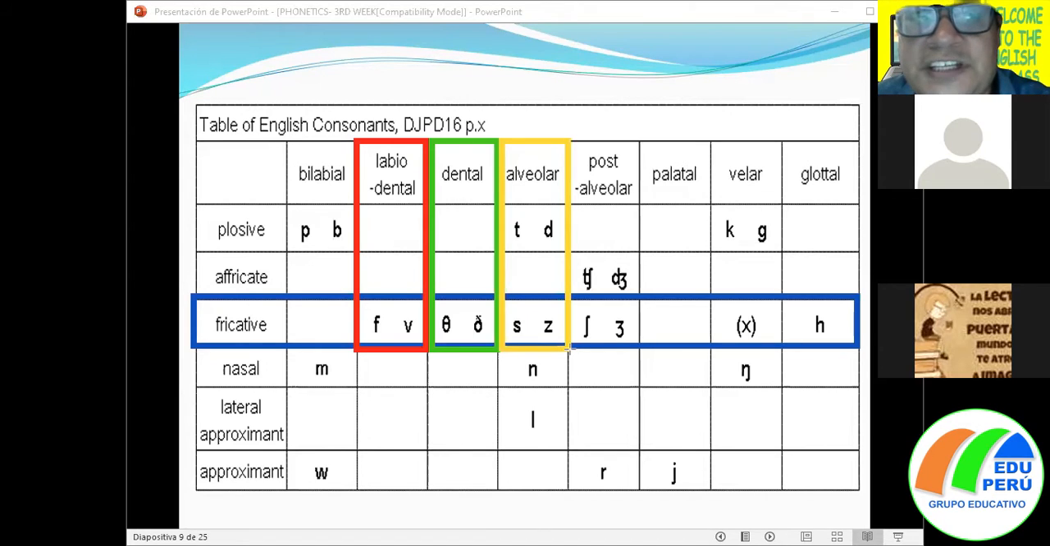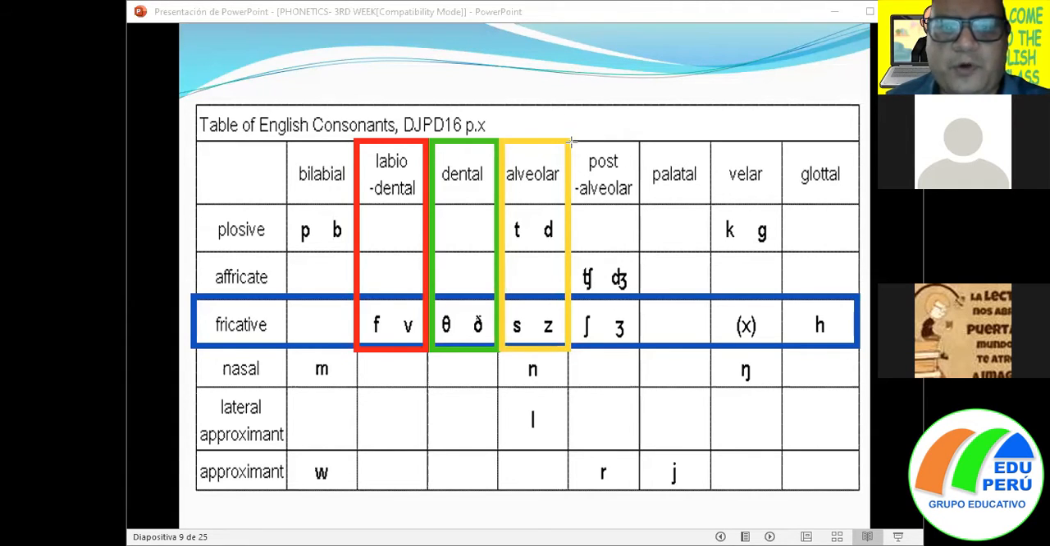Now let's produce the second sound. The same. The difference is in the vibration. Z, z, z, s, z, s, z. Notice here. All right. Now, so we have these alveolar fricative sounds. One is voiceless. Remember, the first sound is voiceless. The second sound is voiced, means with vibration. Let's continue with the other ones.